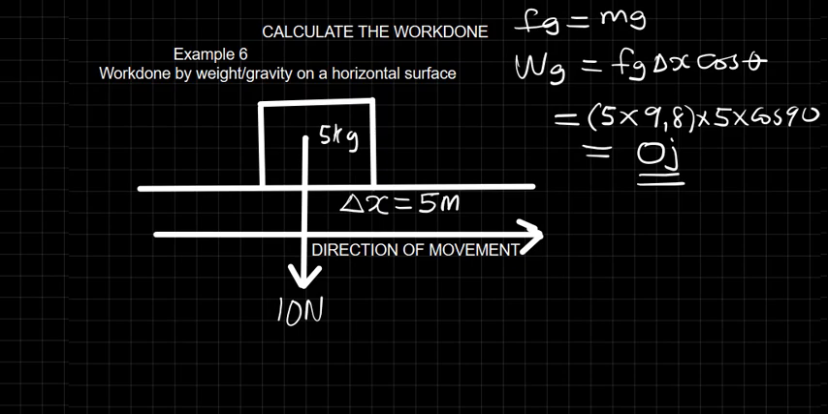So that is it. One thing we have to take note of is work done is a scalar quantity. It needs no direction. If the work done is positive, it means energy is gained. And if the work done by the force is negative, it means energy is lost. And friction always does negative work.